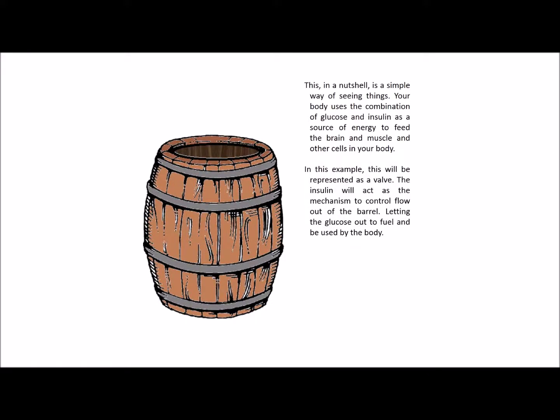In this example, this will be represented as a valve. The insulin will act as the mechanism to control flow out of the barrel, letting the glucose out to fuel and be used by the body. More insulin will cause more flow out of the barrel, while less insulin causes less flow out of the barrel.